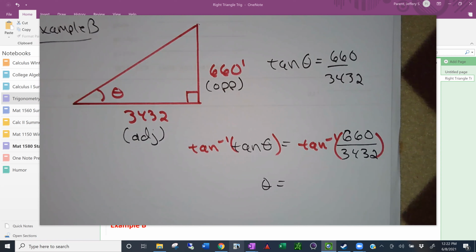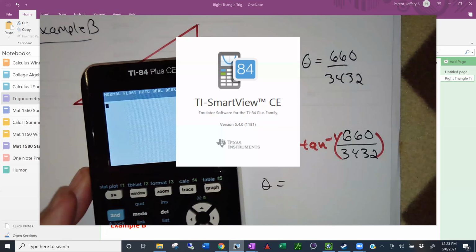Now, it's probably time that I open up my calculator. And the unfortunate thing is that the app seems to take a while to open up. My apologies. I should have that up and running ahead of time. Come on, wake up. All right, guess we're doing it old school.